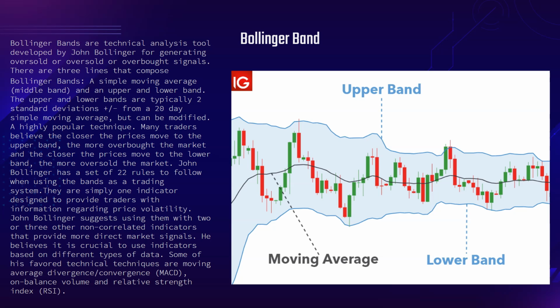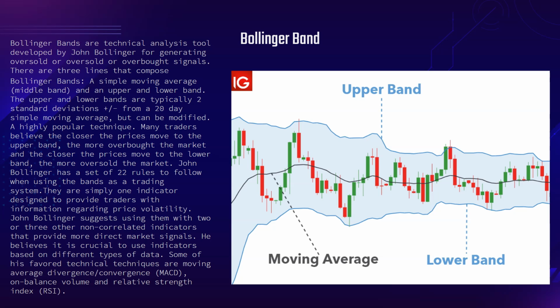So, a simple moving average middle band. The middle band is the black line in the middle. That's your moving average band. Okay, and an upper and lower band. The upper and lower bands are typically 2 standard deviations from a 20-day simple moving average, but can be modified, a highly popular technique. Many traders believe the closer the prices move to the upper band, the more overbought the market, and the closer the prices move to the lower band, the more oversold the market.